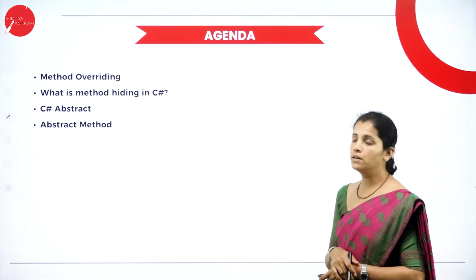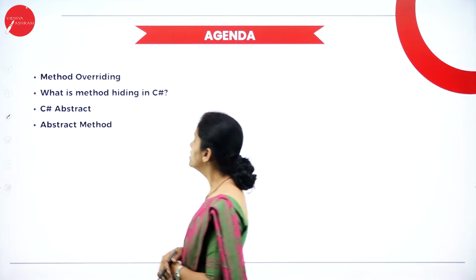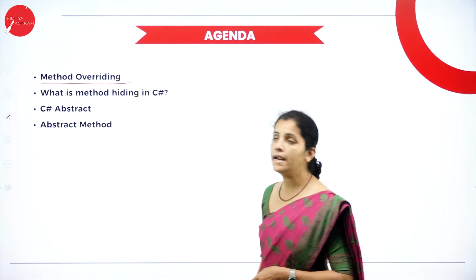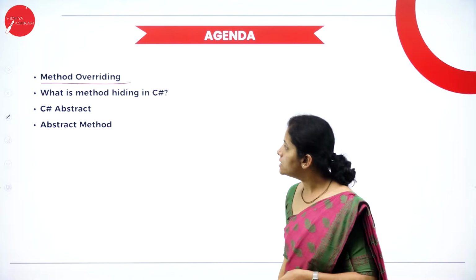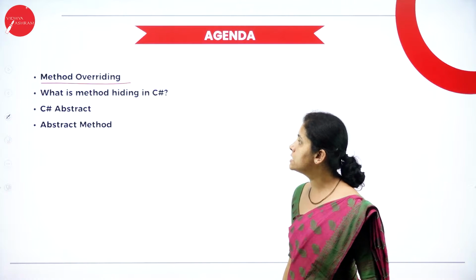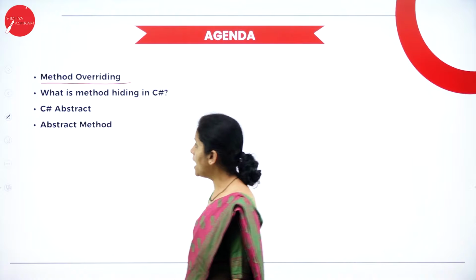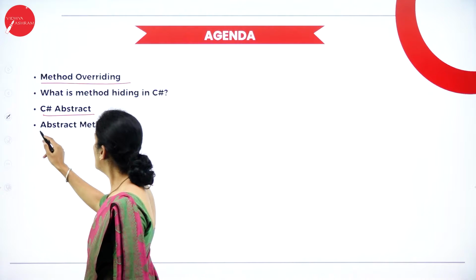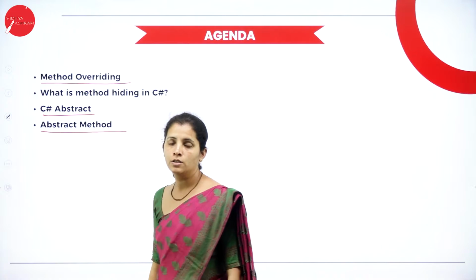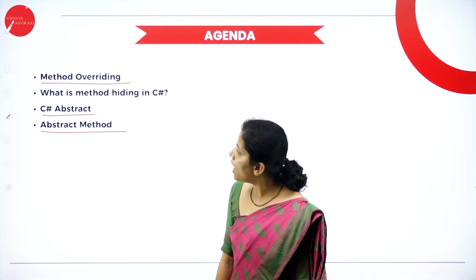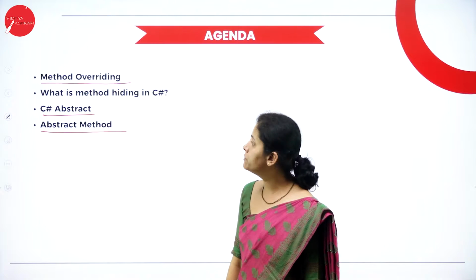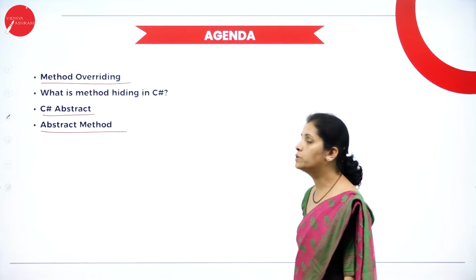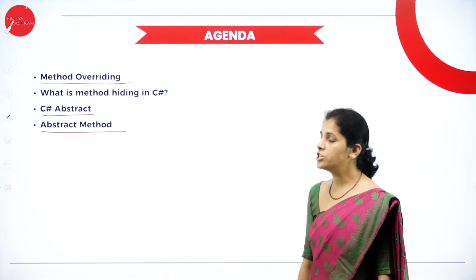But dear student, in today's session, I'm going to discuss method overriding and what is method hiding in C#. Along with that, I'm going to discuss C# abstraction and abstract method. So what is abstraction? How can we achieve abstraction in C#? All those things we are going to discuss in today's session.